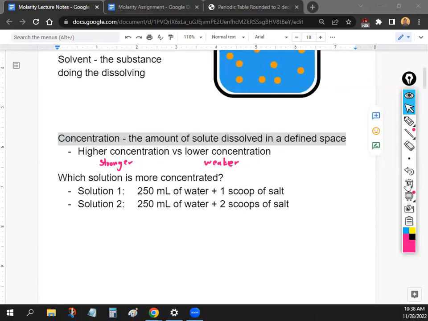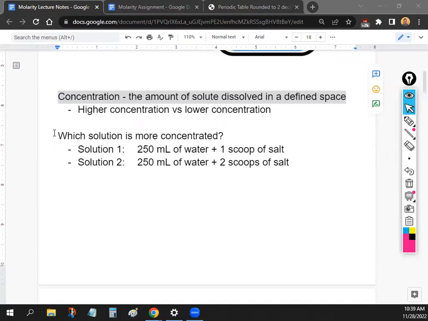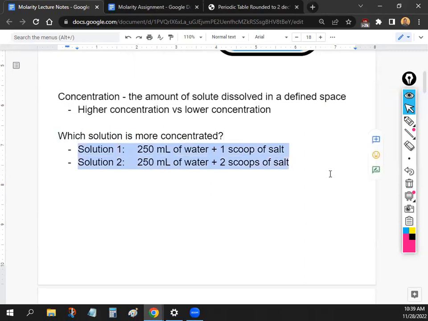Okay, so we're gonna go through a quick example. You guys don't need to write this part down, but let's just think about it. I want you guys to take a look at these two solutions. I'll make them up here just so you guys can kind of visualize it. But solution one, we're gonna get 250 mils of water. So this much water, and I'm gonna put just 1 scoop of salt in it. And then for the second one, I'm gonna put 2 scoops of salt, and I'm gonna have the same amount of water. I'm just gonna go to 250.